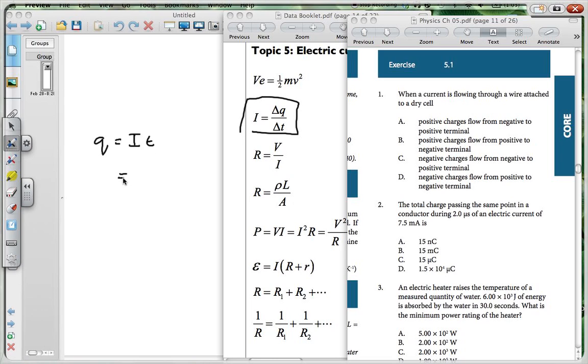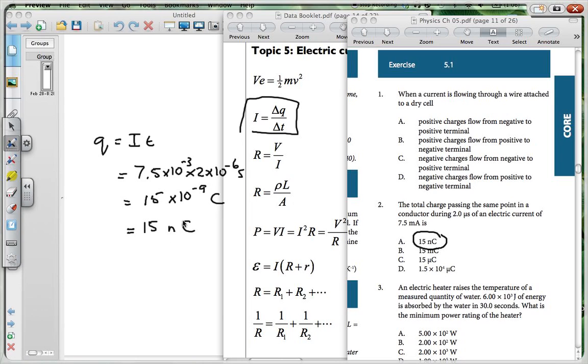We have got our current is 7.5 times 10 to the negative 3 amps, and the time is 2 microseconds, so it's going to be 2 times 10 to the negative 6 seconds. So we're going to get 15 times 10 to the negative 9 coulombs. This one over here would be your nanocoulombs, your nC there. So it would be equal to 15 nanocoulombs.